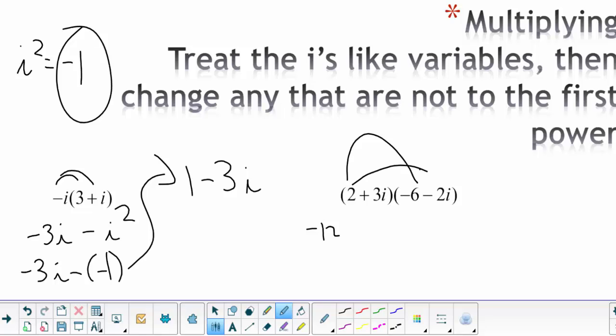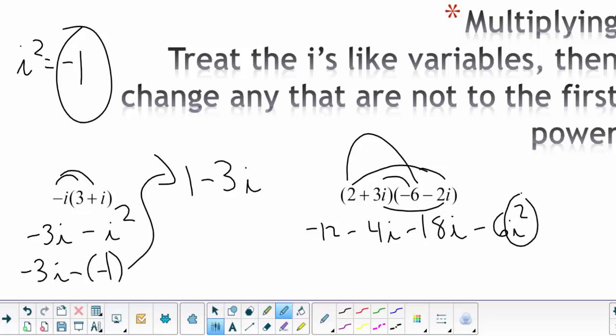It's going to give me a negative 4i. Then I'm going to go inner. It's going to give me a negative 18i. And then I'm going to go last times last. That's going to give me negative 6i squared. So now notice we have an i squared there. So what we're going to have to do with that i squared is replace it with a negative 1.